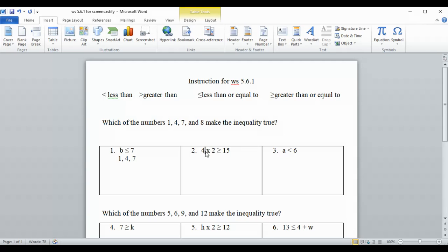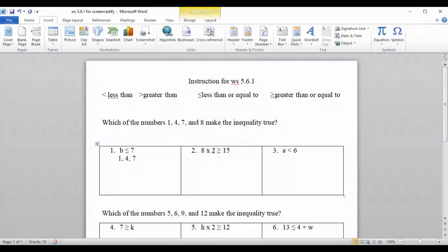So next I'm going to put in 4. 4 times 2, what does that equal? It equals 8. 8 is greater than or equal to 15. No, also not true. So 4 will not work there. So then we're going to put our 7 in. 7 times 2. What is 7 times 2? It's 14. 14 is greater than or equal to 15. Nope, it's not.